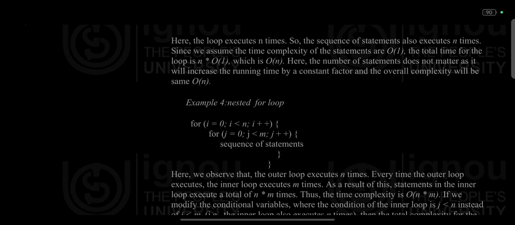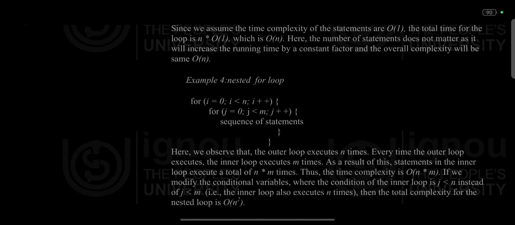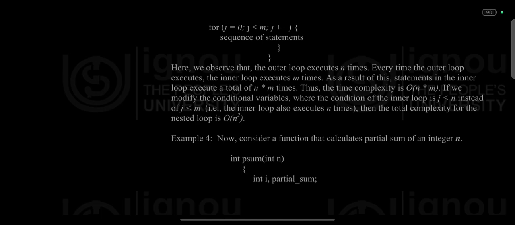Example 4, nested for loop. For i equals 0, i less than n, i plus plus. For j equals 0, j less than m, j plus plus. Sequence of statements. Here we observe that the outer loop executes n times. Every time the outer loop executes, the inner loop executes m times. As a result, statements in the inner loop execute a total of n times m times. Thus the time complexity is big O of n times m.